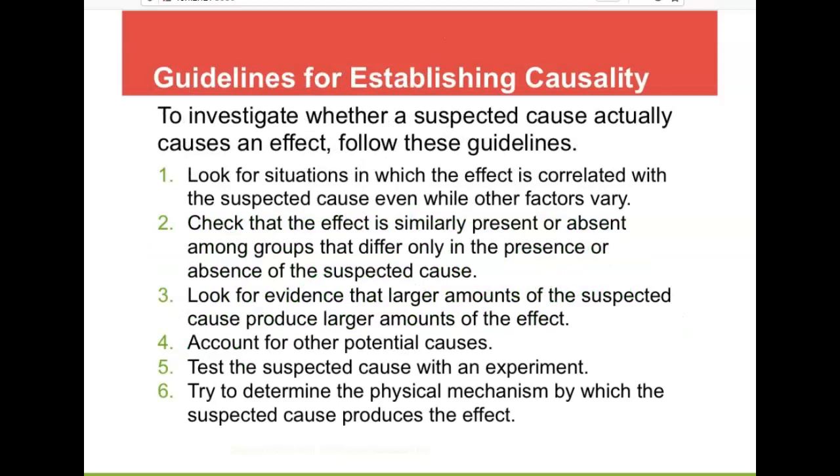All right, so then how do we actually establish a causal link? Here are some guidelines for actually establishing cause and effect. One, you want to look for situations in which the effect is correlated with the suspected cause, even while other factors vary. Ideally, you would like to do an experiment, although that's not always ethical, right? Because if you can do an experiment, you can have a treatment group, and you can have a control group where you keep all other variables the same for both groups, other than the thing you're trying to establish cause and effect about. But again, sometimes that isn't ethical.